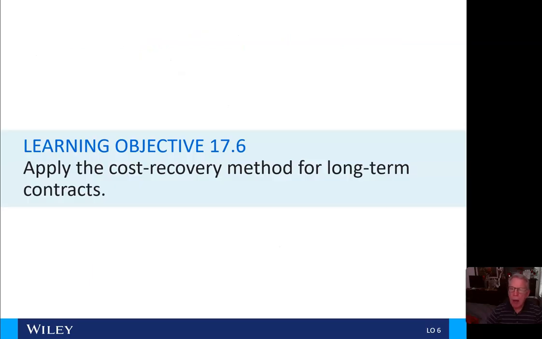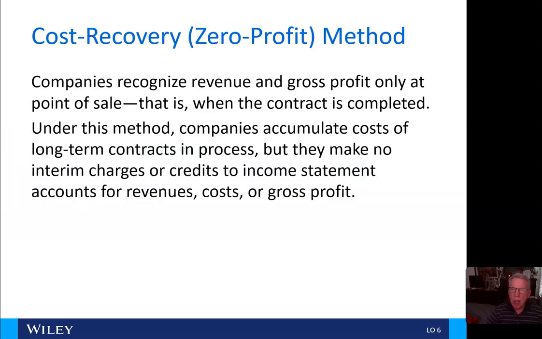Okay, let's apply the cost recovery method for long-term contracts. Here, using the cost recovery or zero profit method, the companies recognize revenue and gross profit only at the point of sale. That is, when the contract is completed. Under this method, companies accumulate costs of long-term contracts in progress or process, but they make no interim charges or credits to the income statement accounts for revenues, costs, or gross profit.